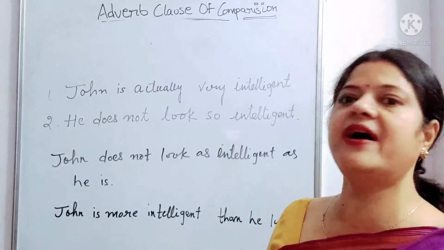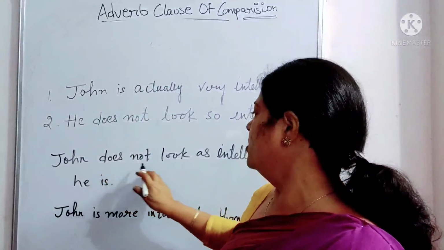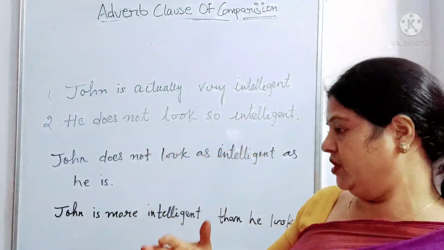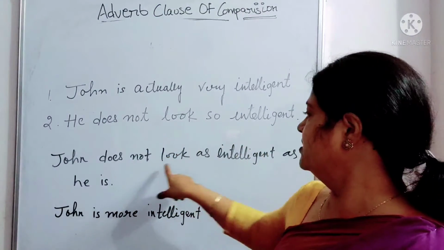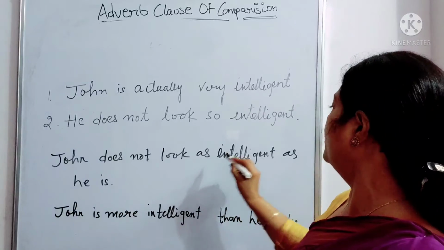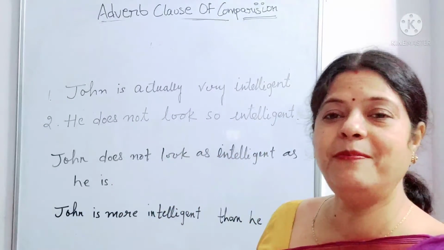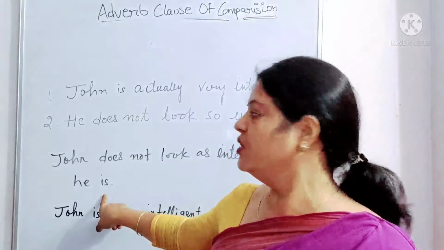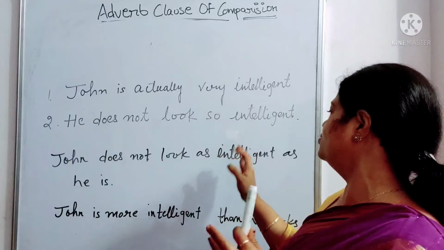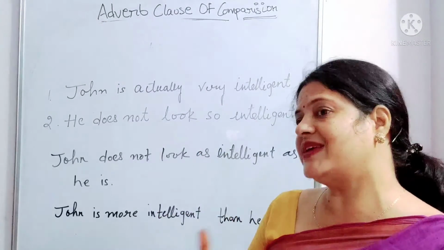So we can add these two sentences by using as and so as. So it would be like this: we'll take the second sentence, John does not look as intelligent. Before this word intelligent, we will put as, and so as. So John does not look as intelligent as he is, or we can write John does not look so intelligent as he is. He is means we're talking about he, John, and is means intelligent here. So we are not repeating the word intelligent. That is why I'm writing he is over here. So it has become John does not look as intelligent as he is, or John does not look so intelligent as he is. Both sentences we can write by using both conjunctions, as and so as.